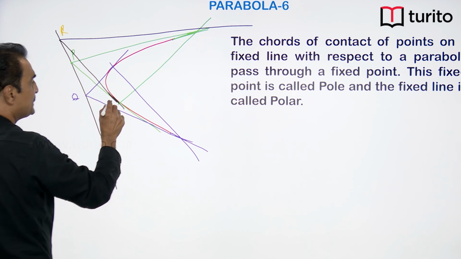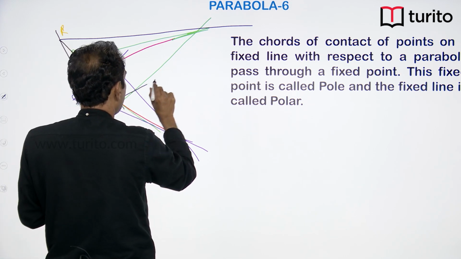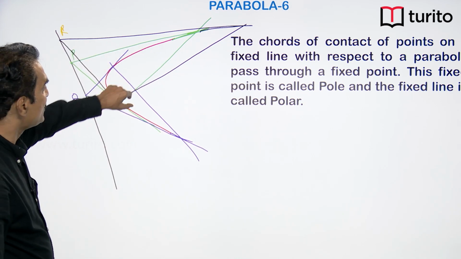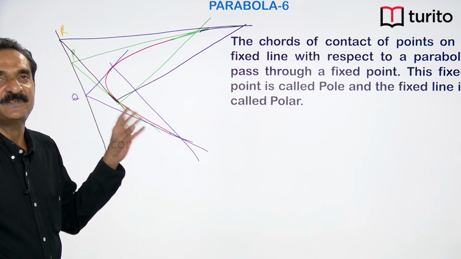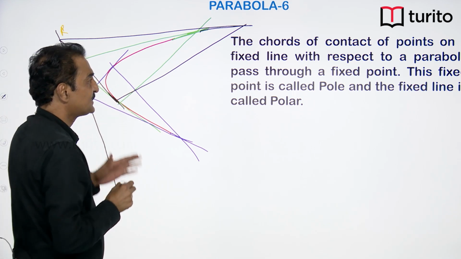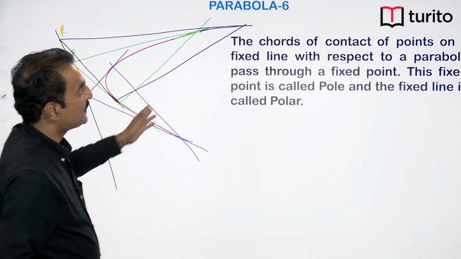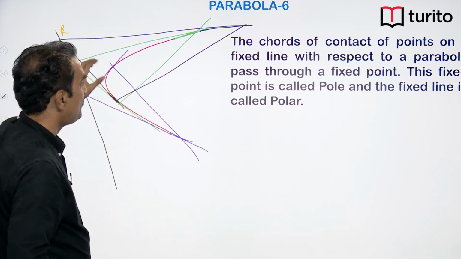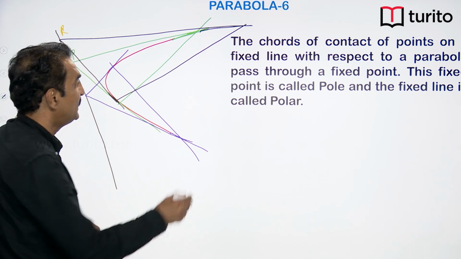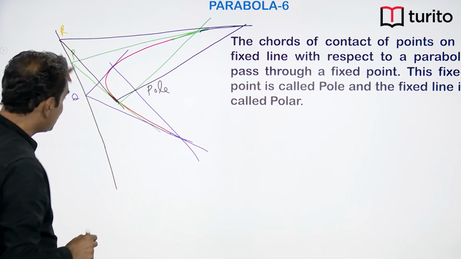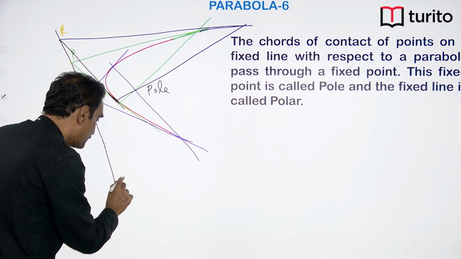if you draw another tangent, you will get another chord of contact. And you can observe that all these chords of contact are passing through a fixed point. See this fixed point. That means chords of contact of points on a fixed line with respect to a parabola pass through a fixed point. And this fixed point is called pole, and this fixed line is called polar.